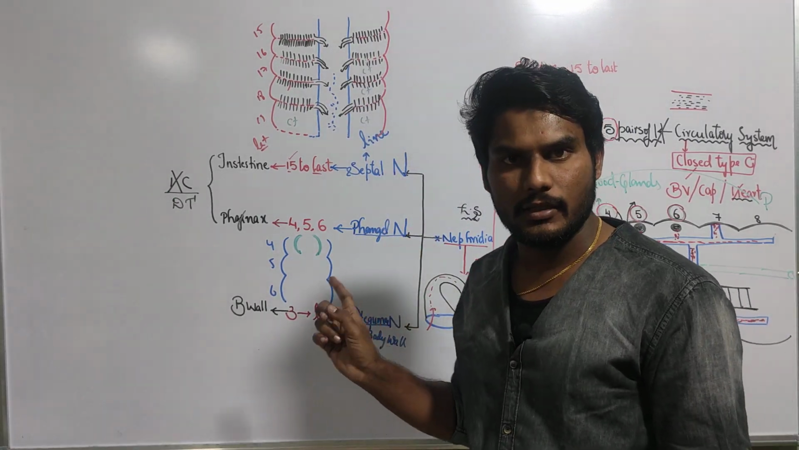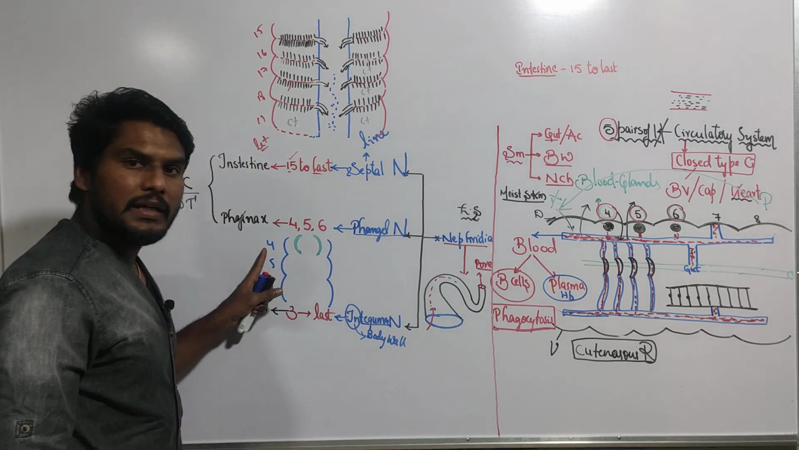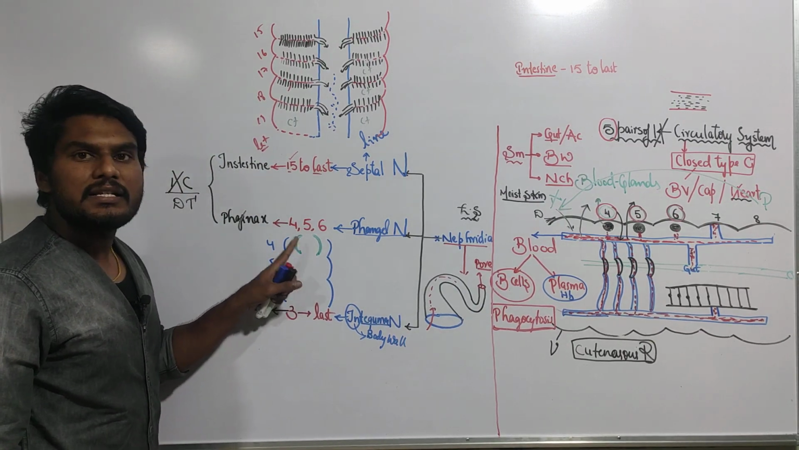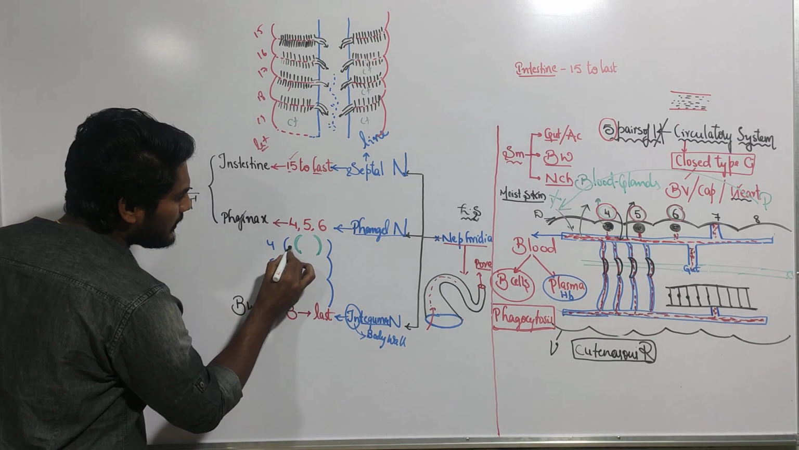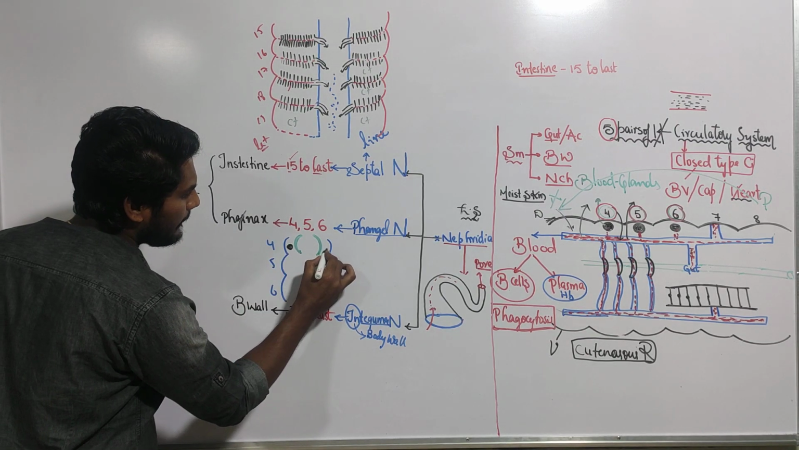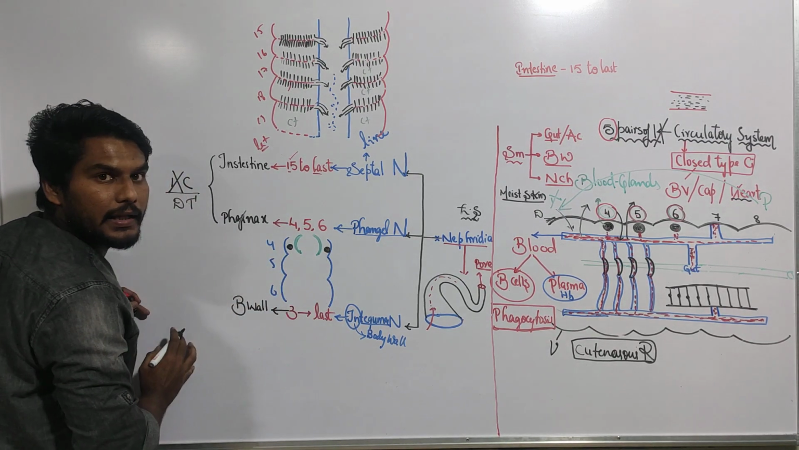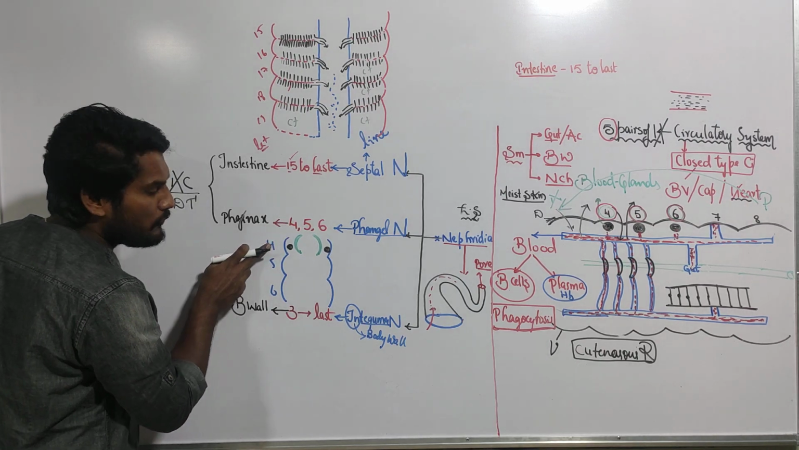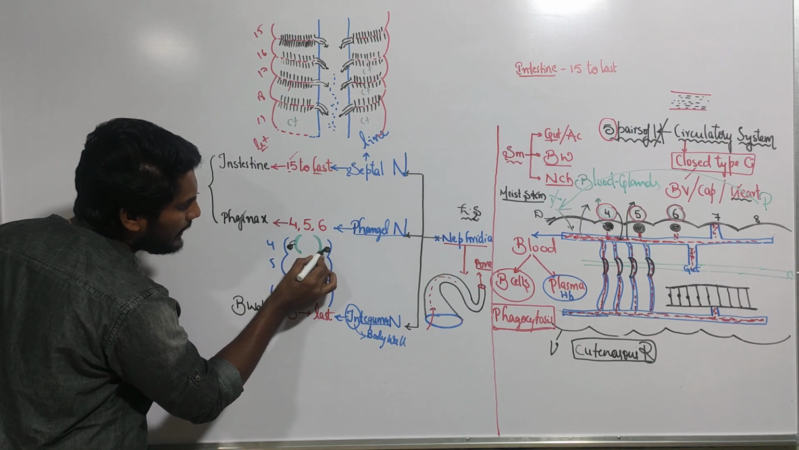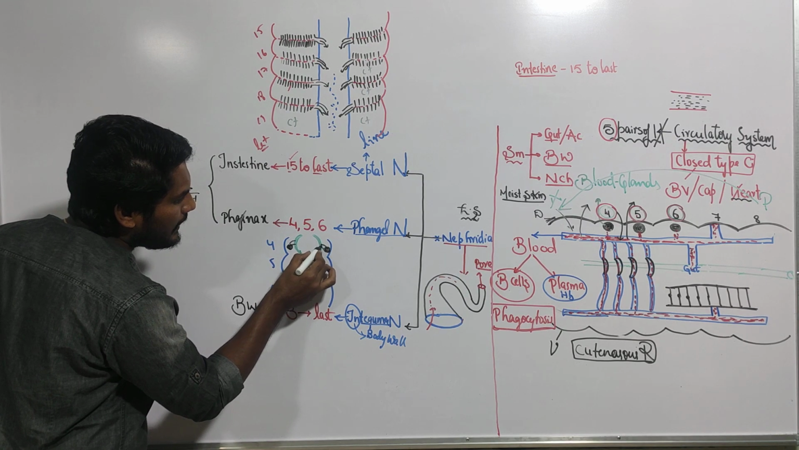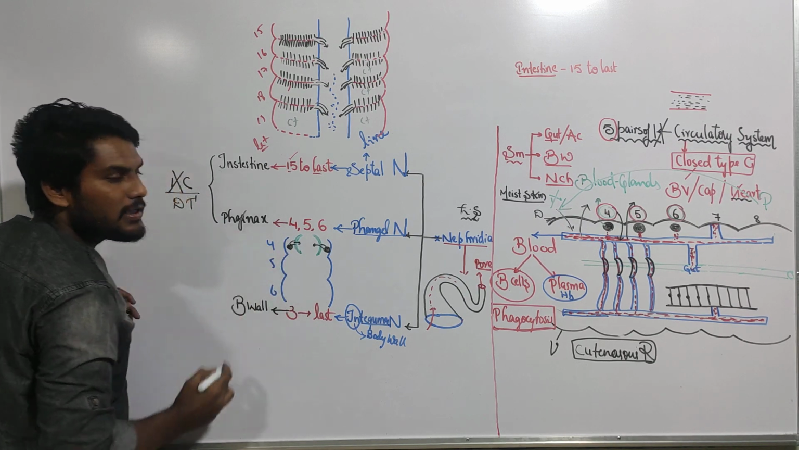So in the fourth segment of the earthworm, the pharynx is present. Now this is the first pair of pharyngeal nephridia. So the first pair is present in the fourth segment, right? And this pharyngeal nephridia is opening there and releasing the waste material into the pharynx.